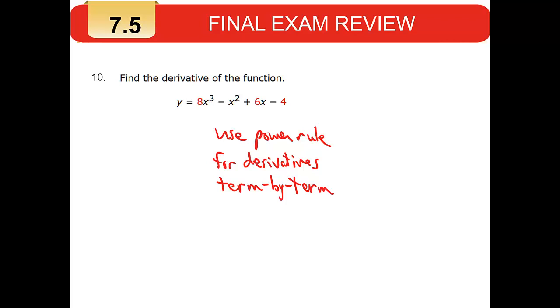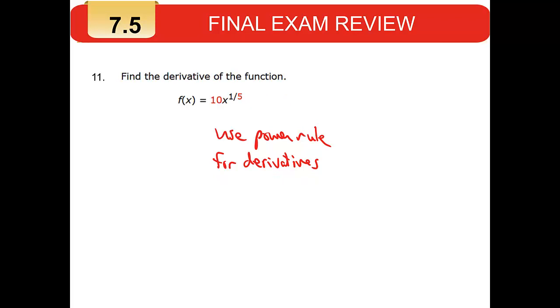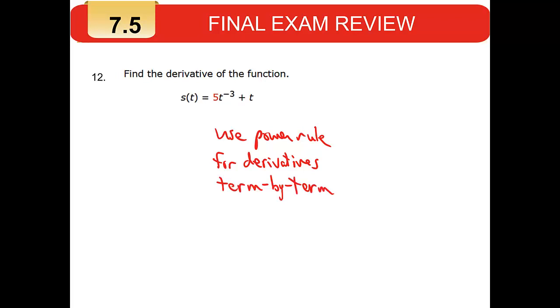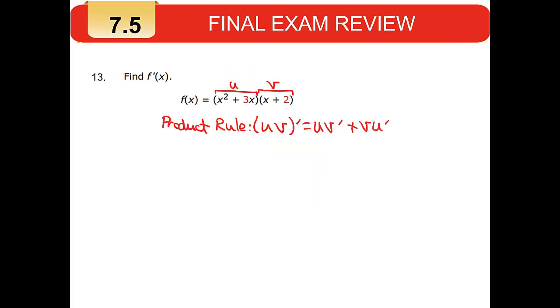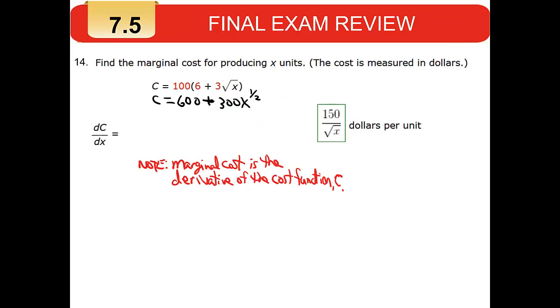Number 10 is just a simple power rule for derivatives, doing it term by term. Same thing for number 11. Same thing for number 12. 13 is a product rule. You have to remember the product rule.